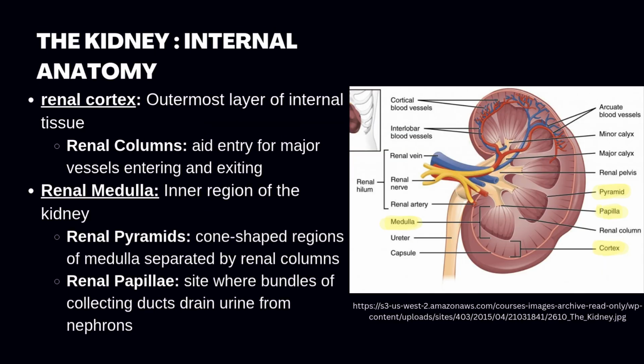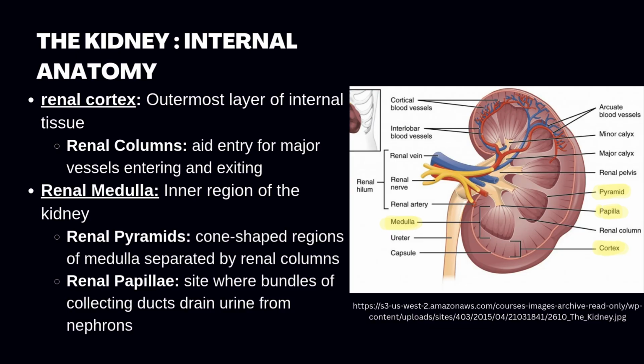The outermost layer of the kidney's internal tissues is the renal cortex. Here we can see that the extensions of the renal cortex project inward to form structures known as renal columns. These serve as structural supports for any important vessels entering the kidney.